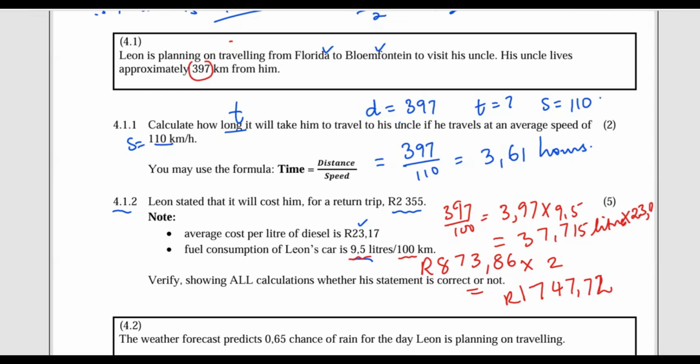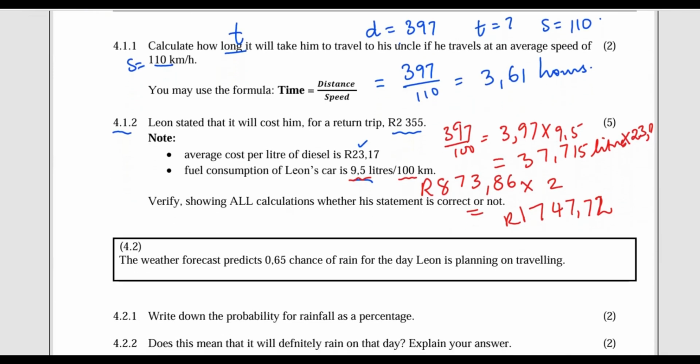So we haven't answered the question, by the way. They're asking us to verify, show whether the statement is correct or not, because they told us that this person stated that it will cost him for a return trip to 355. So we can say that therefore the statement is incorrect or invalid. The statement is incorrect because he uses more than 1747. But if they were asking to say that maybe is the 2355 enough for the trip, then definitely it is.